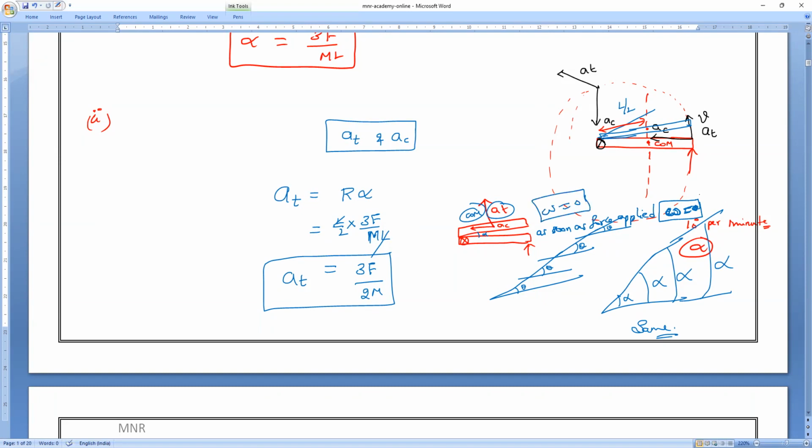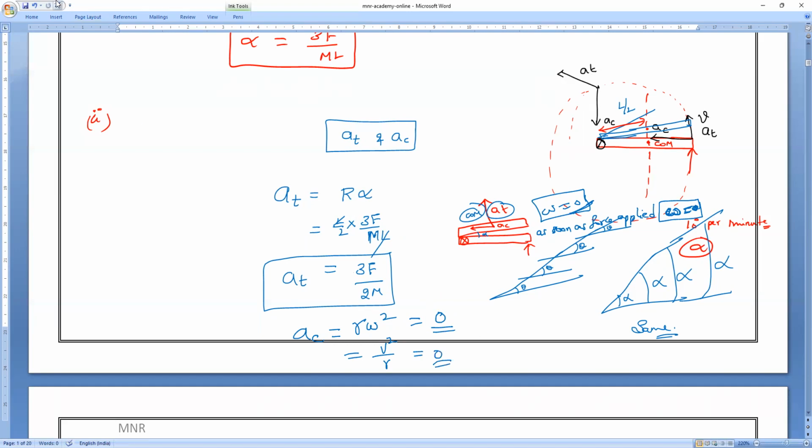Angular velocity is equal to 0. So what is the centripetal acceleration formula? Centripetal acceleration is equal to r omega square, or we can say v square by r. So angular velocity is 0 as soon as the force is applied. So that centripetal acceleration will become what? Everybody? 0. So that is what you have to find.